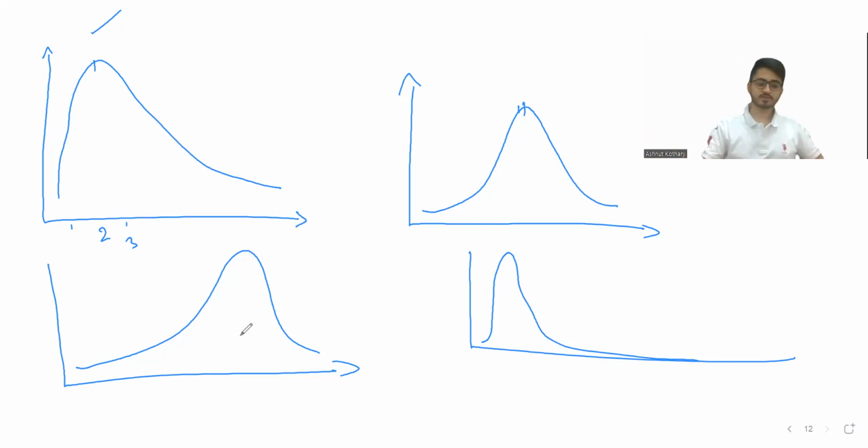So you can note this down. First one is positively skewed. Second one is symmetric. Third one is negatively skewed. Symmetric.